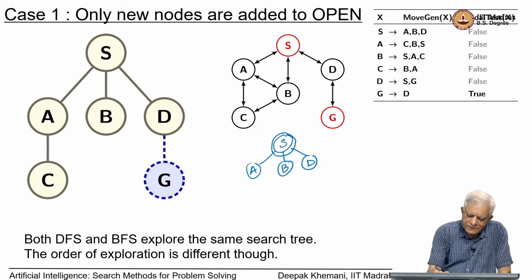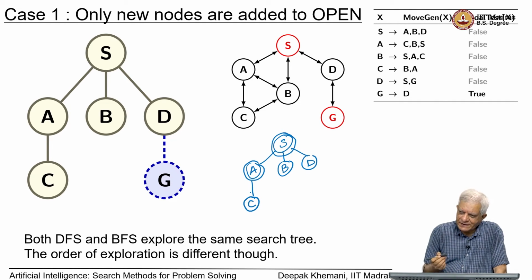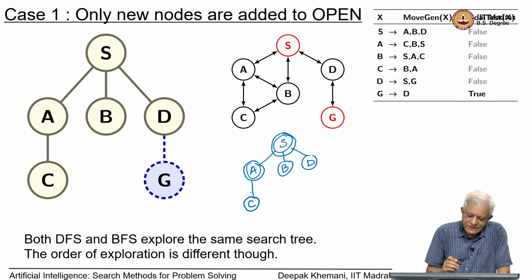So, we have finished with S, then we pick up A and we generate the child C of A. Both will generate the child C of A, but depth first search will go to C now because of its strategy of picking the newest nodes first. Breadth first search will go to B at this stage. So, let me write the notation: this is the third node for depth first search, and this is the third node for breadth first search.